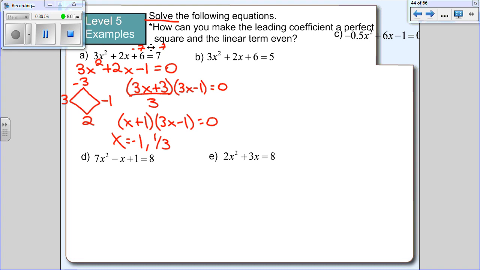3x squared plus 2x plus... going to dimensions of that. And I can't. Right? So if I go 3 times 1, things that multiply to 3 add to be 2, doesn't work. That's when I'm going to start to use my box method, after I failed at using my diamond method.